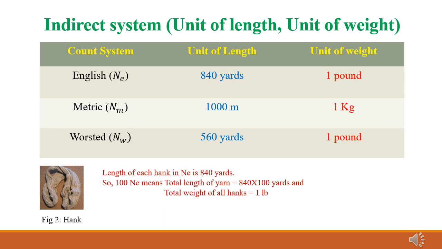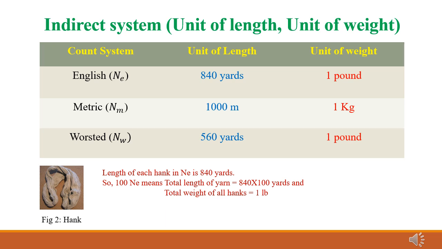So, if the value of English count is 100, it means 100 hanks each contain 840 yards yarn and the total weight of all hanks is 1 pound. That means total length of yarn will be 840 into 100 yards and total weight will be 1 pound. Now, by metric count we mean the number of hanks of 1000 meter yarn which have a total weight of 1 kilogram. So, if the value of metric count is 100, it means 100 hanks each contain 1000 meter yarn and total weight of all hanks is 1 kilogram.